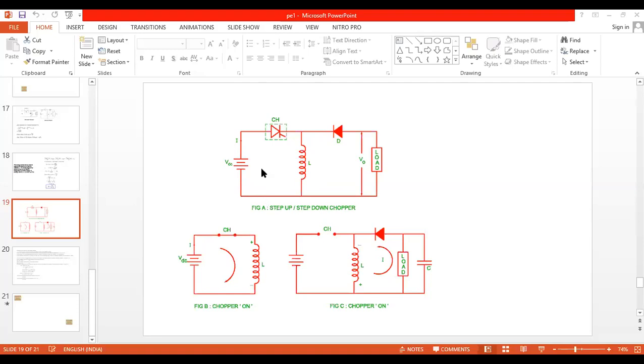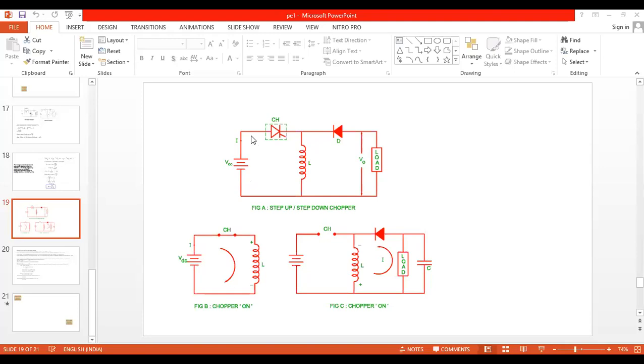So this circuit acts as the step up down chopper. What is the operation? Case one: we give a firing pulse to the chopper with the help of UJT and the chopper is turned on. Therefore, case 1: chopper is on, supply is on.